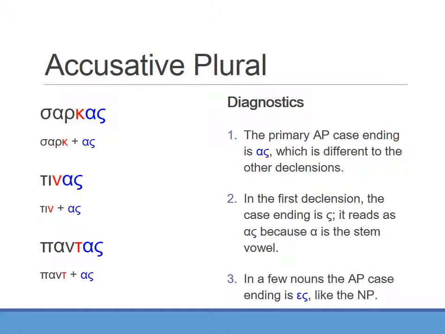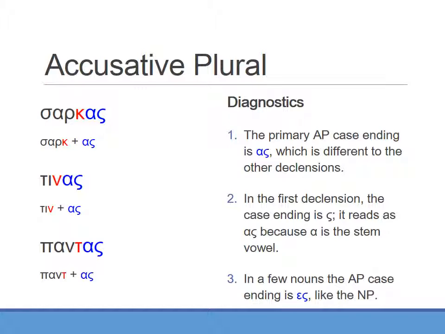The accusative plural case ending is alpha sigma, -as, which is different from all the other declensions. In the first declension, the case ending is simply sigma, which is added to a noun stem that ends in alpha. So you see alpha sigma at the end of the word, but in fact the alpha is the stem vowel and the sigma is the case ending. Whereas in the third declension, alpha sigma is in fact the case ending.